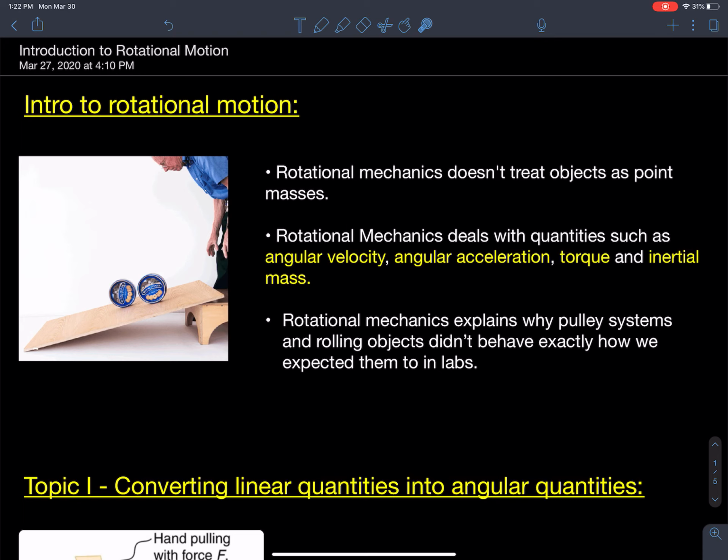And rotational mechanics explains why the pulley systems we used in chapter 2 and rolling objects behave as they do. Remember we did a lab where we rolled a ball down a ramp and we tried to calculate g and it didn't actually give us g, it gave us something less? Well, in all those labs, we said that that was due to friction, but that's not true, okay? And I didn't tell you guys that. It's because some of the energy is being dissipated in the form of rotational motion, okay? And that's something we're going to be able to answer by the end of this unit.